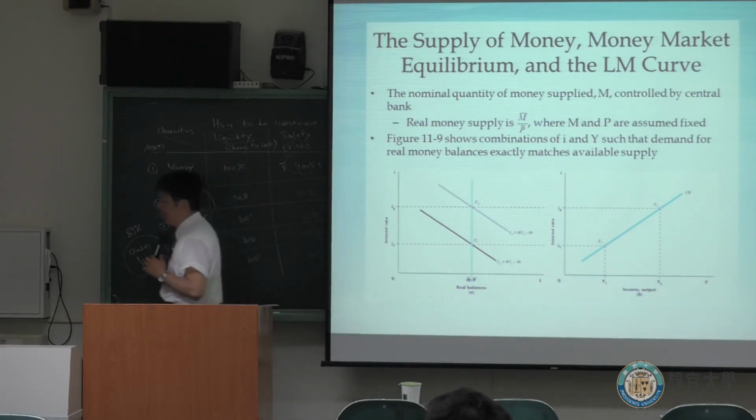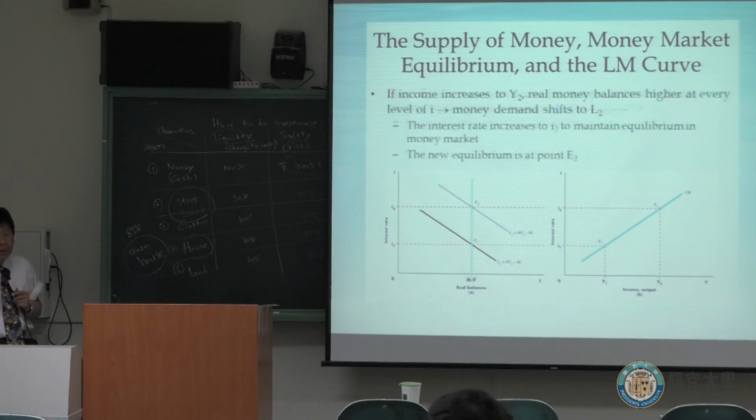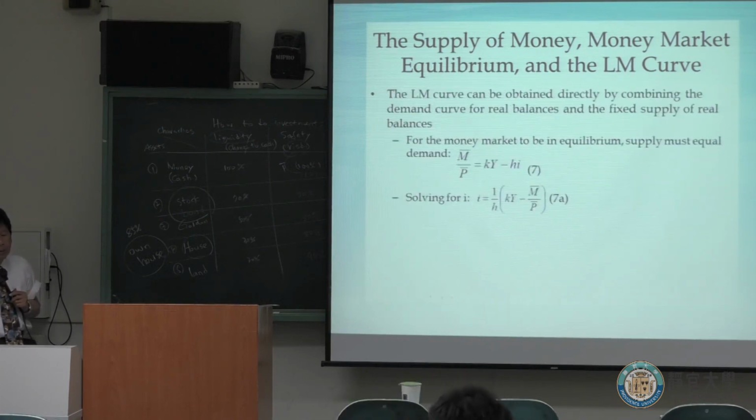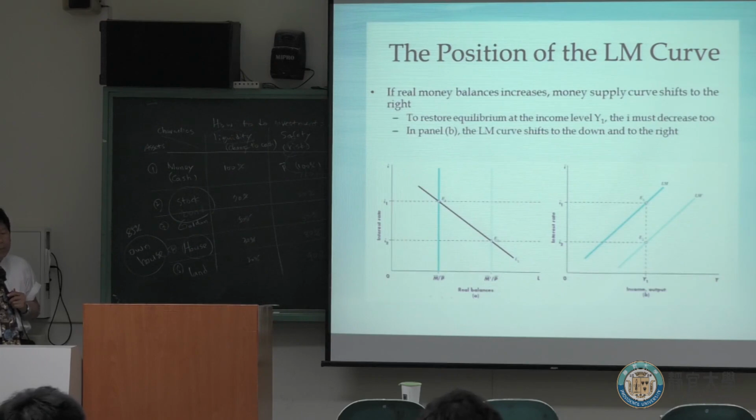So I hope you can go back and try to read the textbook. If you have no textbook, you can go to the library and borrow the Dornbusch Macroeconomics, then you can get this book. Here you can see the money supply, money demand, and the money market equilibrium, and then we can find the LM curve, and also see the slope and the position of the LM curve.